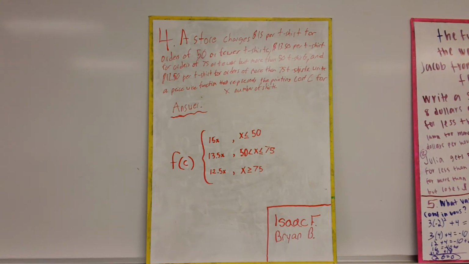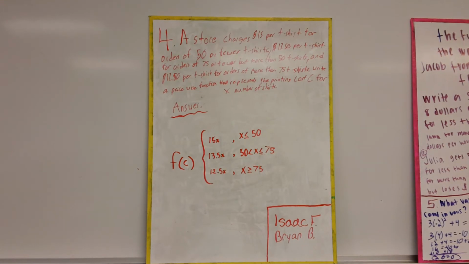We got 13.5x with the rule of 50 is less than x, and x is less than or equal to 75 because it costs $13.5 to buy 75 t-shirts or less than 75 but more than 50.